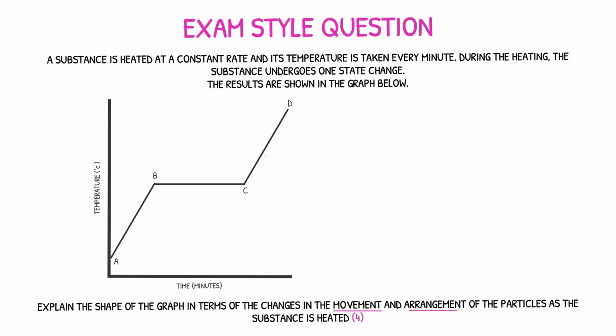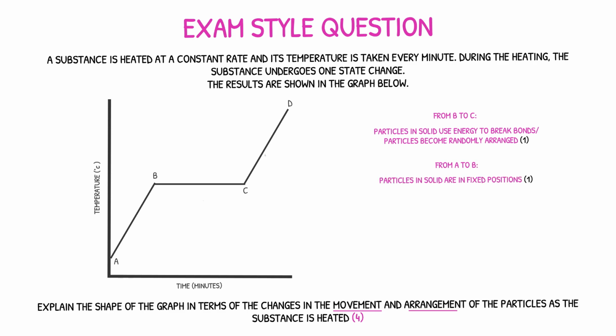The first marking point is for explaining what is happening between points B and C on the graph. We know this horizontal line to indicate a state change, and so you would have needed to mention that bonds are being broken here, or that the particles are becoming more randomly arranged. From A to B, there is 1 mark for explaining that particles will be in fixed positions, a marking point for explaining arrangement, and a second for saying that they are vibrating more as the temperature increases, a marking point for explaining movement.